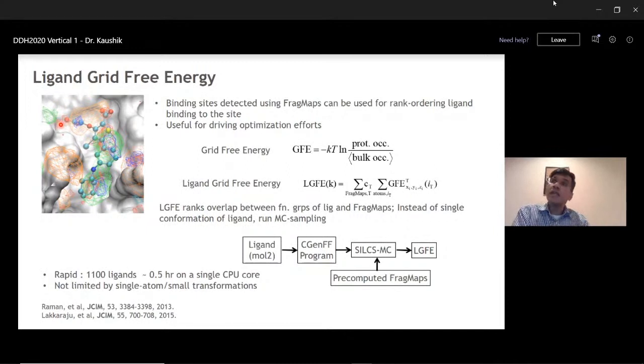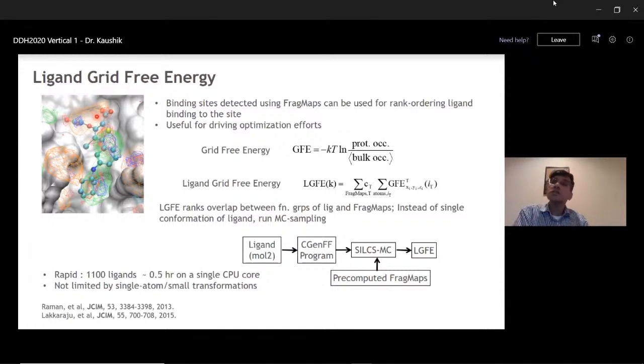The better this overlap is, the higher the reward, giving a more favorable ligand grid-free energy score. Conversely, the poorer this overlap is, the less likely that ligand with this combination of functional groups is to stick into that binding pocket.